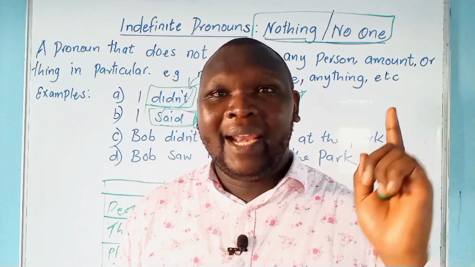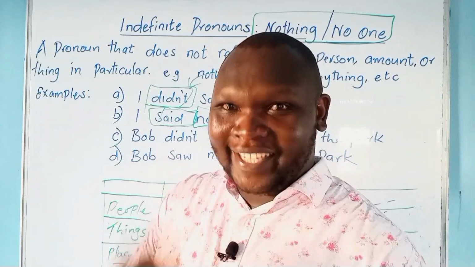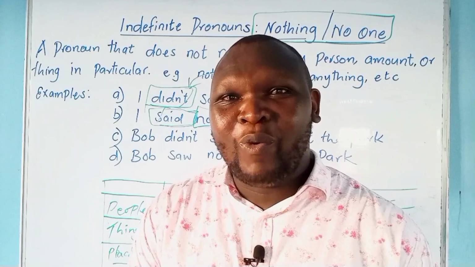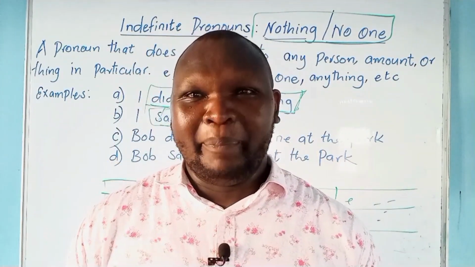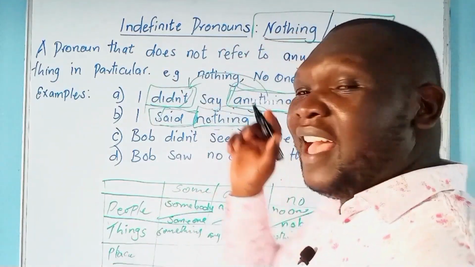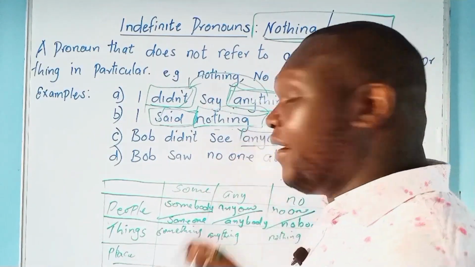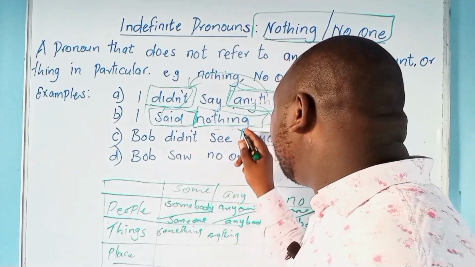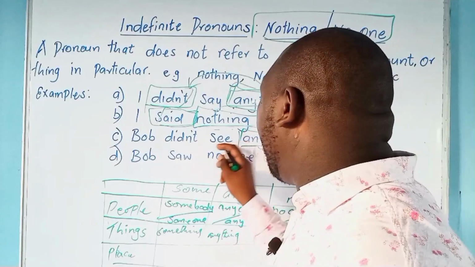Now, let me make my last point. The last point that I want to make here, we're going to use the examples as well. Now, let's read C: "Bob didn't see anyone at the park." Again, we understand that the indefinite pronoun that we have here is "anyone." Now, how do we use this indefinite pronoun? Use "anyone" if the verb is negative.